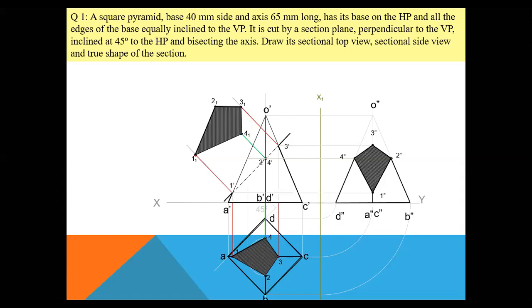See, in sectional front view, the top part I am highlighting with very light pencil because I am not interested in that part. In sectional left hand side view also, top part I am not interested. So I have highlighted with very light pencil. I am interested in only sectional front view, sectional side view, sectional top view and true shape. So that much part with HB pencil. Clear? Fine.